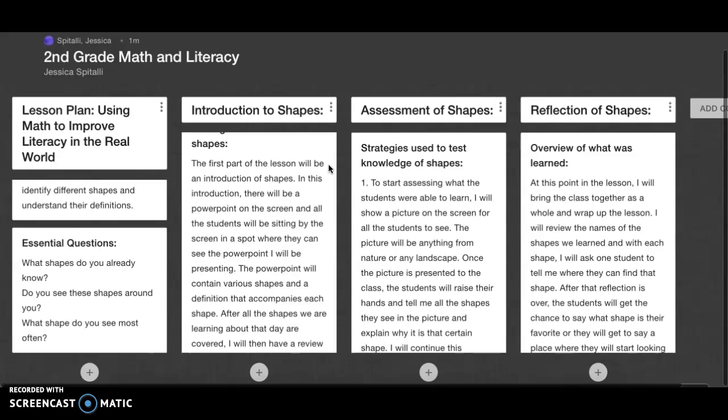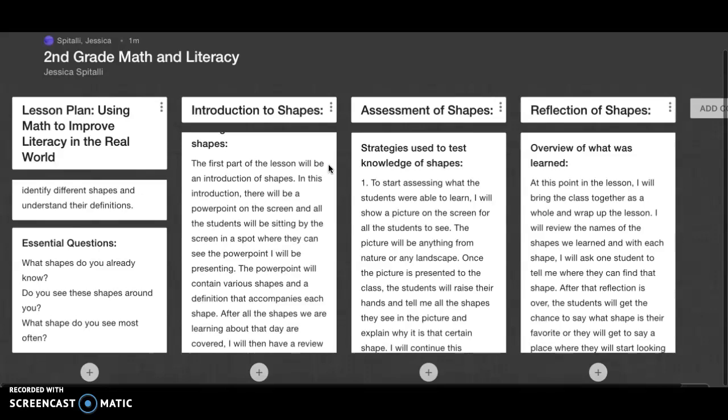Basically, every classroom has a pull-down projection screen or a smartboard or some type of screen where you can display a PowerPoint. On this PowerPoint, I will have various shapes and a definition that accompanies each shape. Each slide will have a different shape with its definition. So it breaks up the shapes into smaller pieces, so it's easier for the students to absorb into their brains and learn.